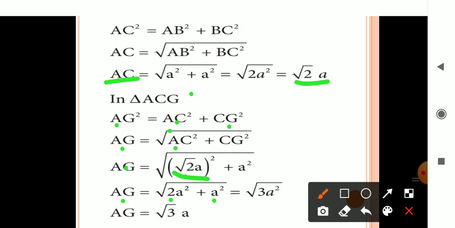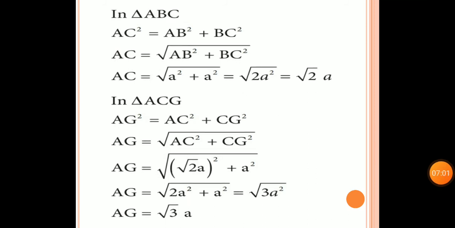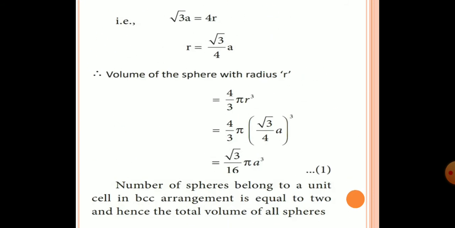So you can write square root of 3A square. Now A square you can take out from the square root. So this becomes AG is equal to root 3A. So AG value also we have got. Two values we have now: AC is equal to root 2A and AG is equal to root 3A. By possessing these two values we can proceed further. We have two values in our hand. One is AC which is equal to root 2A and the other is AG which is equal to root 3A.